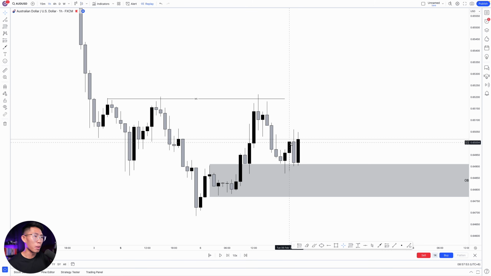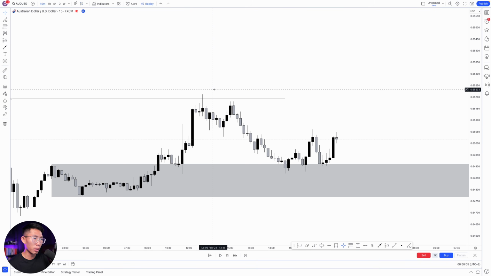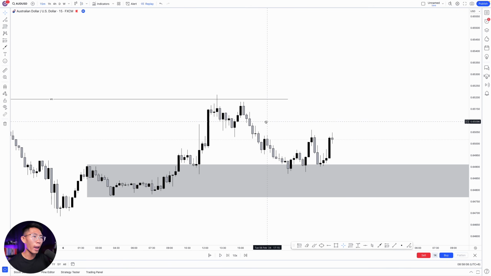And we can see that by looking at this candle right here, right? You can see this candle's body is actually bigger than this one right here. So there was bullish momentum at this area right here. So at this point in time, I'm going to drop down to my smaller time frame, like the 15-minute time frame, to look for my entry.